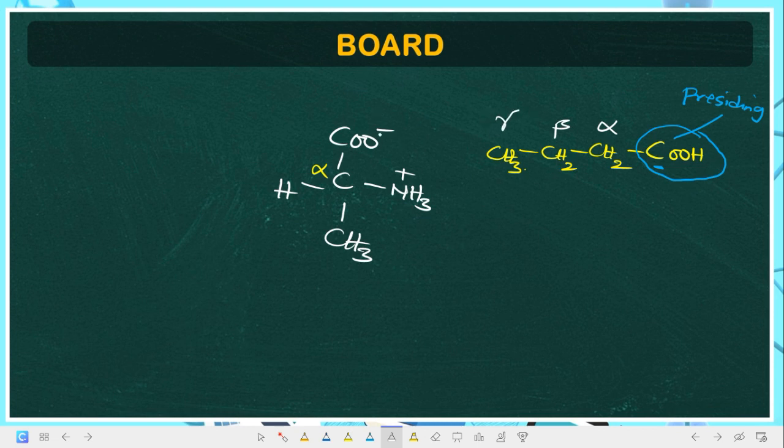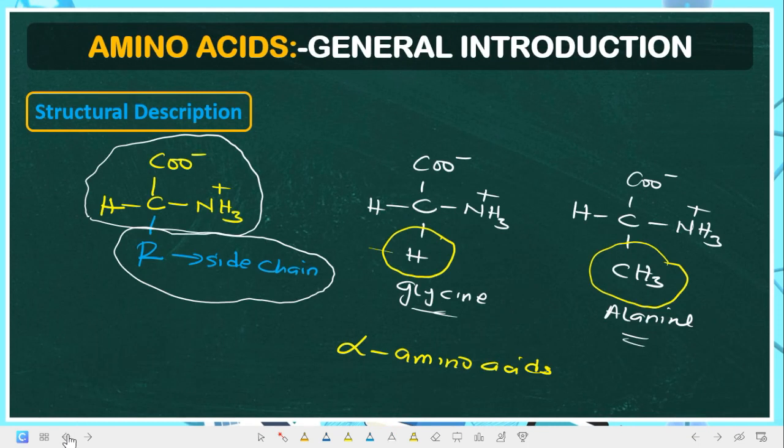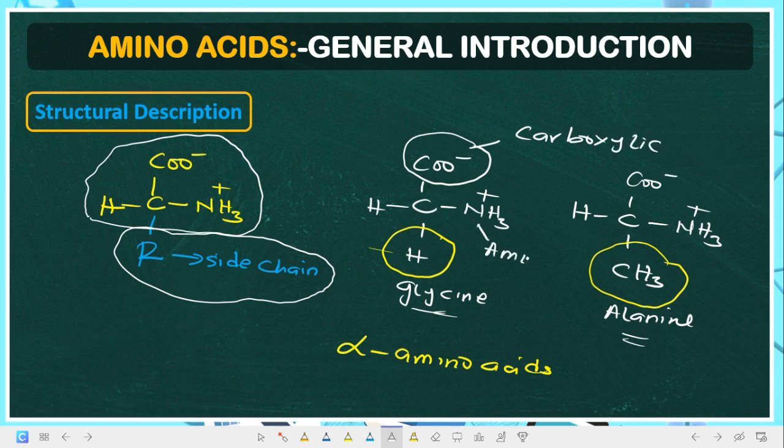Now, there are two functional groups present in all amino acids. Maybe I failed to explain that. There are two basic functional groups present in all amino acids. They contain the carboxyl functional group and the what? The amino functional group. They consist of the carboxyl functional group and the amino functional group.